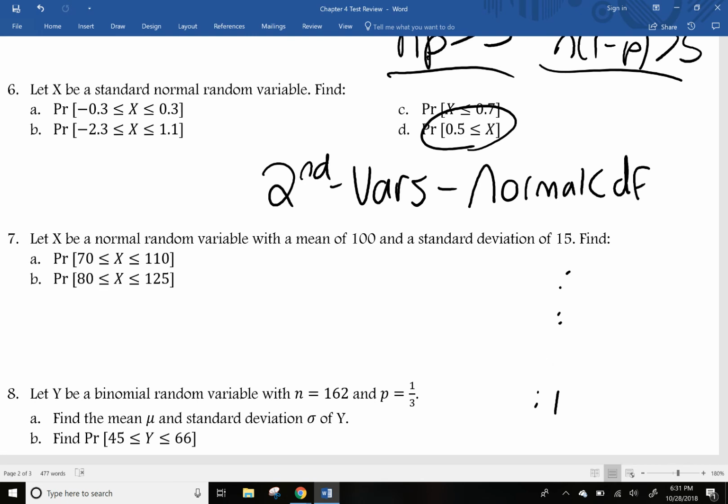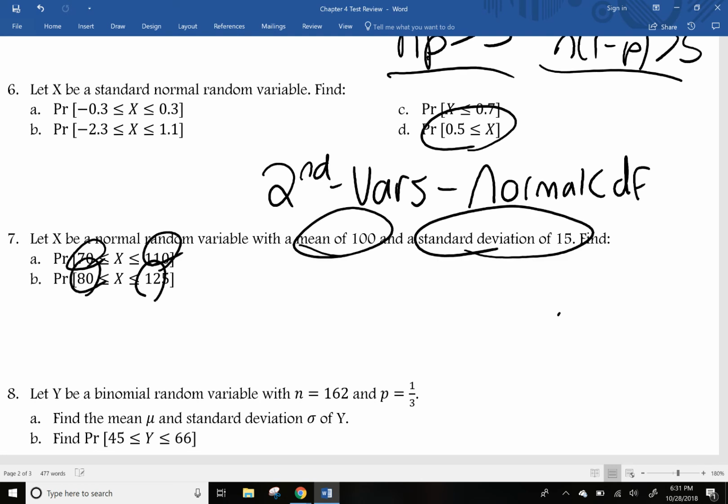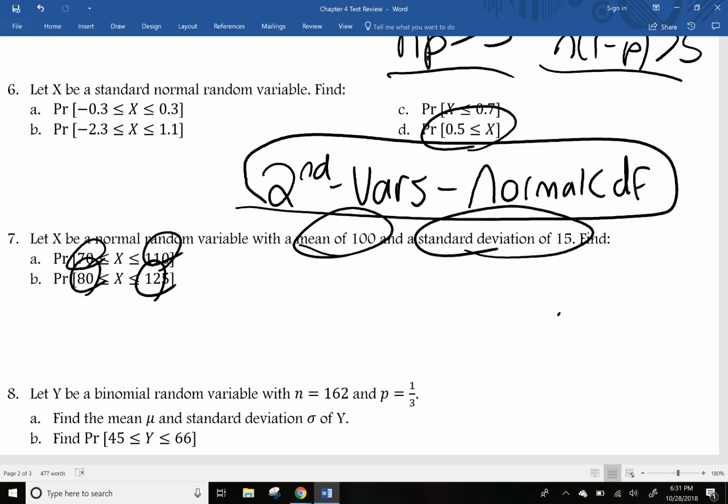Number 7, same thing, but it tells you what the mean is and what the standard deviation is, and it tells you the lower and upper bounds. So again, just go to second vars, normal CDF, and you'll figure it out.